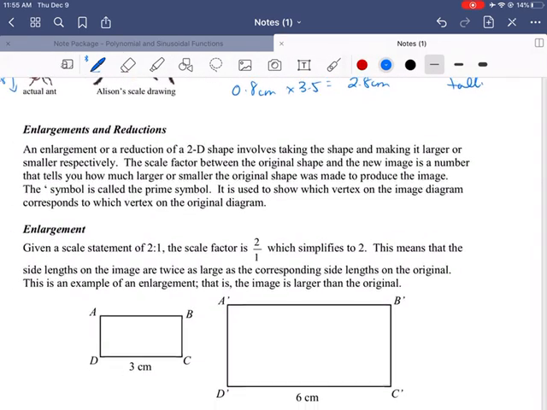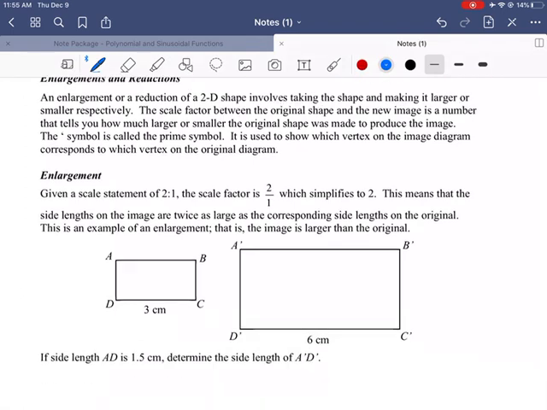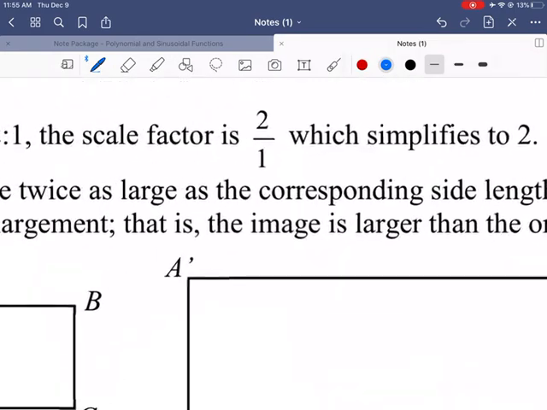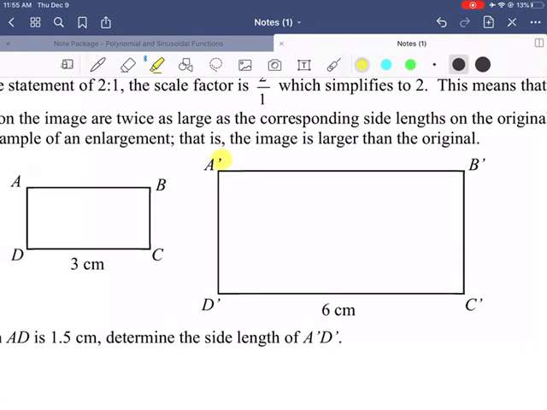So enlargements or reductions. For an enlargement or reduction of a 2D shape, you basically take the original shape and multiply it to get a bigger image. And how we know which one is the image and which one is the original is by the use of these little primes, these little apostrophes. So if you see a letter with a prime, that means that this is your image. And this is your original. Original, there's no apostrophes, there's no primes.